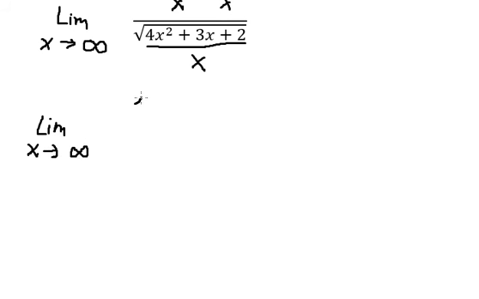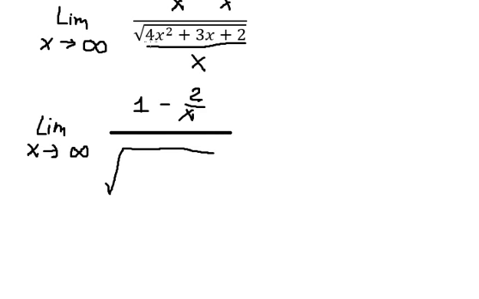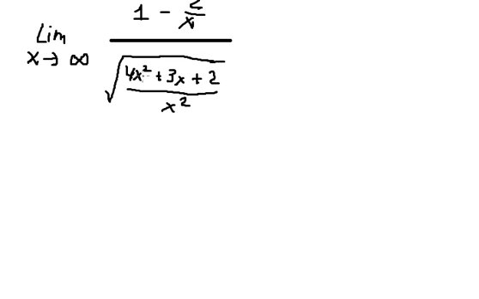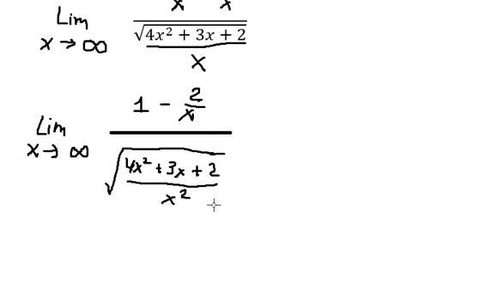So we have 1 minus 2 over x, over the square root, x goes inside the square root. So we have 4x squared plus 3x plus 2 over x squared. Now x squared divided by x squared, x divided by x squared, number 2 divided by x squared. So we have it like this.